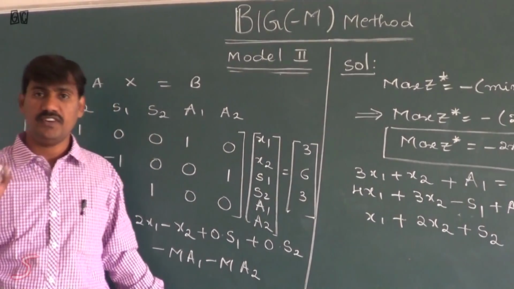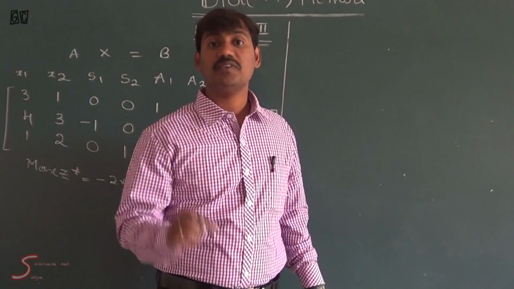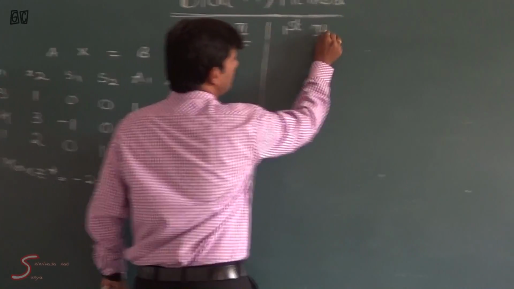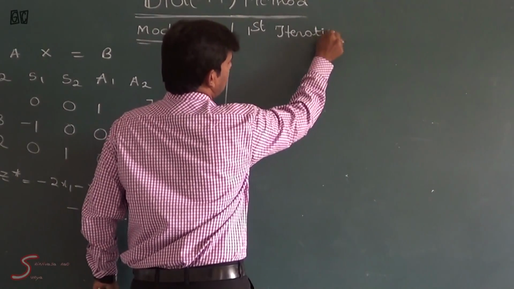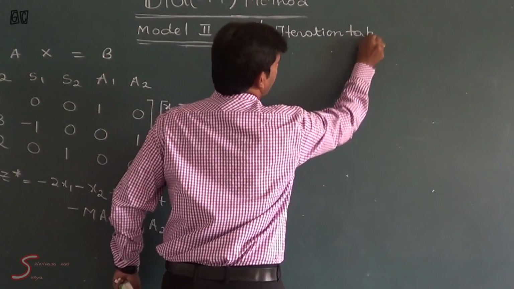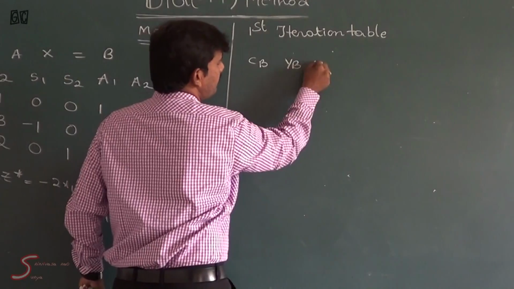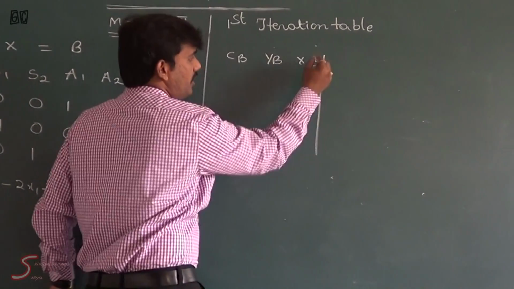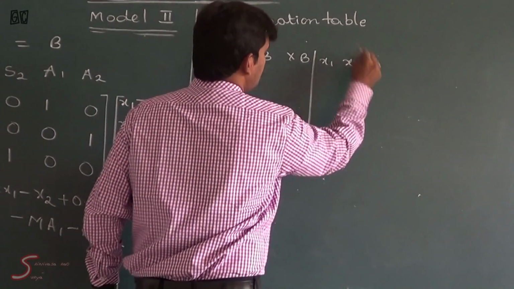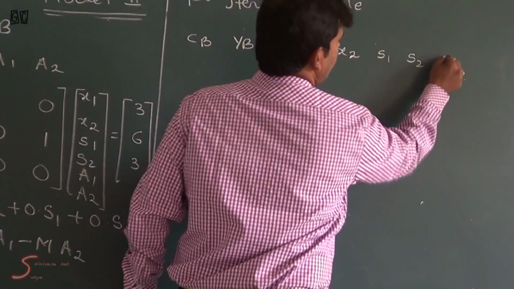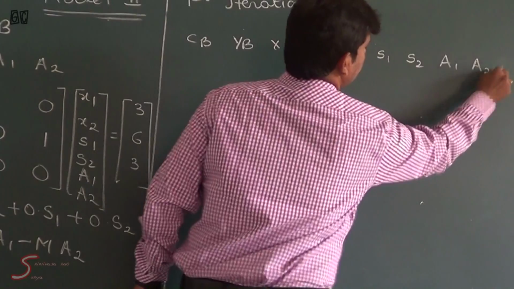Then we will move on to the first iteration table. Now the first iteration table. So we have all the variables. There is CB, YB, XB. We have all the variables x1, x2. We introduced S1, S2, A1, A2.